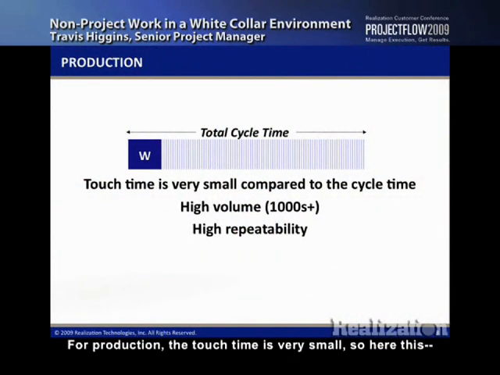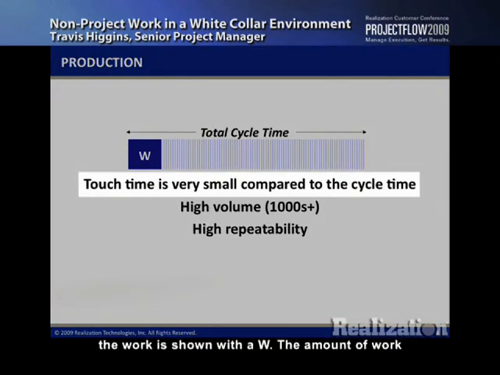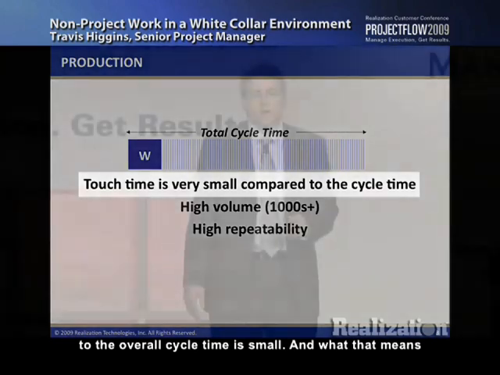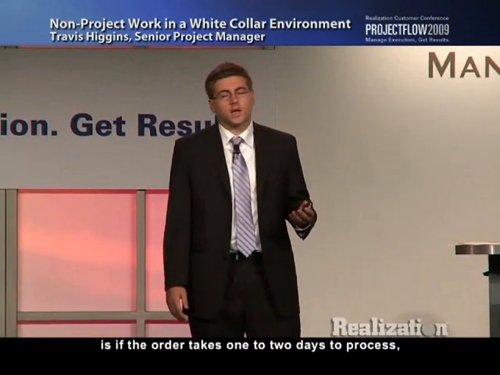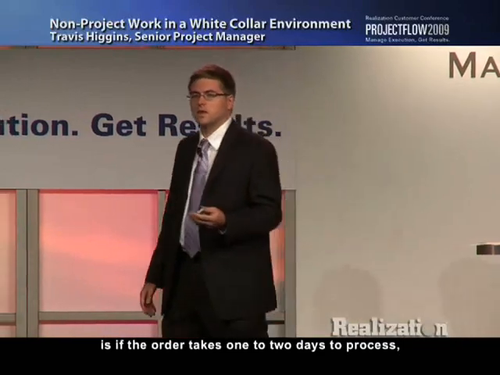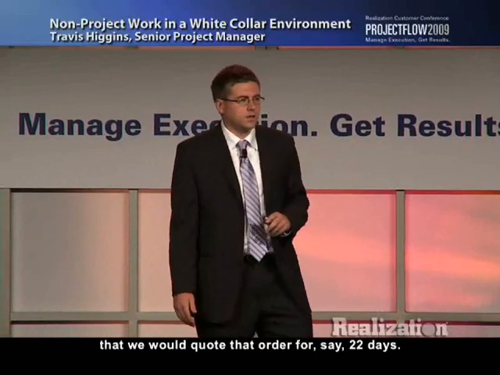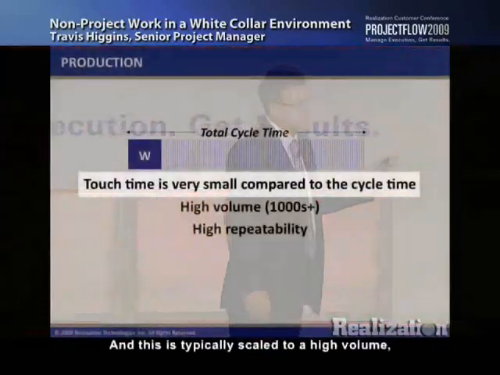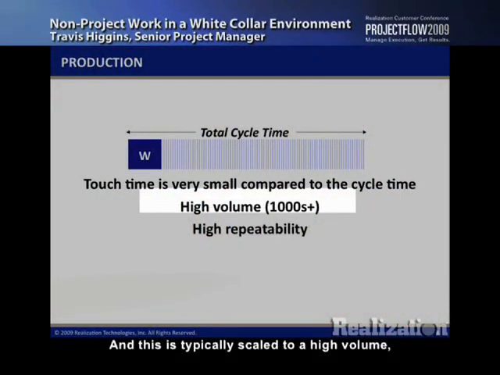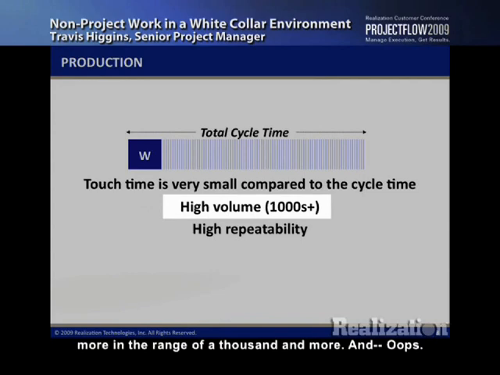For production, the touch time is very small. So here the work is shown with a W. The amount of work to the overall cycle time is small. And what that means is if the order takes 1 to 2 days to process, we would quote that order for, say, 22 days. And this is typically scaled to high volume, more in the range of 1,000 and more.